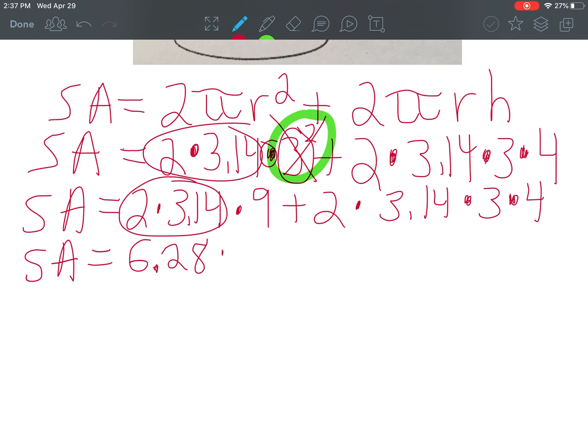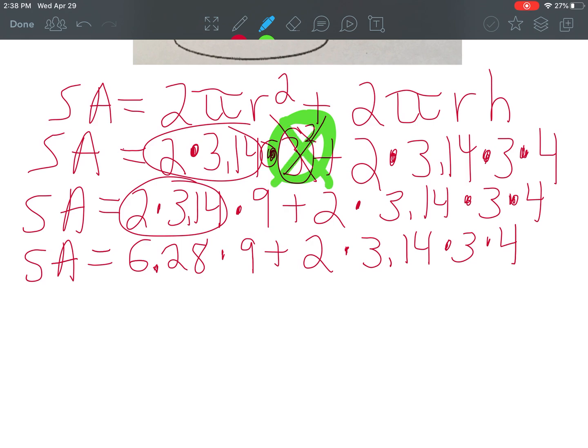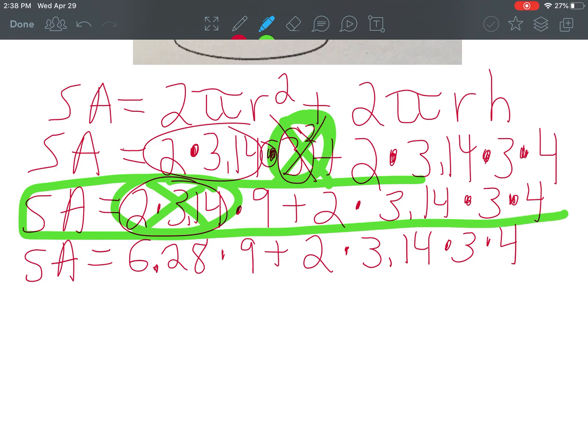And then I bring down my times 9. I bring down my plus, my 2, my multiplication, my 3.14, my times 3, and my times 4. Okay, so I'm just bringing all those down. So in this first step, remember, I did the exponents. My second step, I did the first multiplication problem. Now you'll see this part right here is starting to become smaller. We're starting to check some things off our list, and it'll keep getting smaller as we go along.